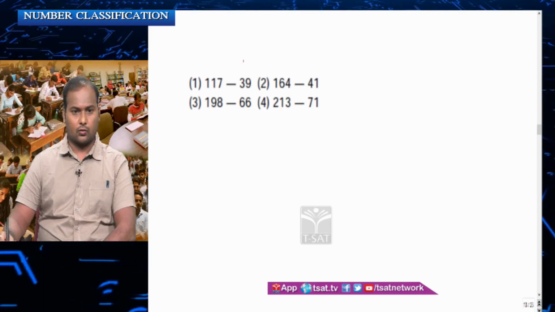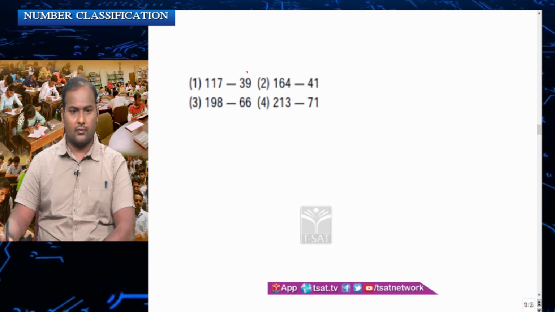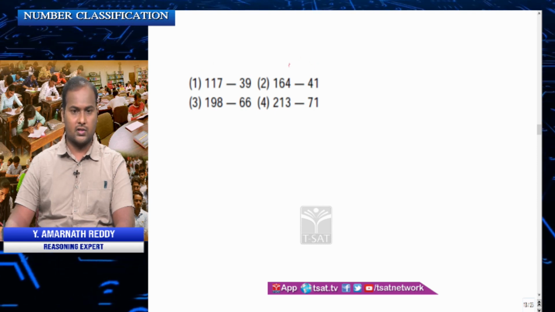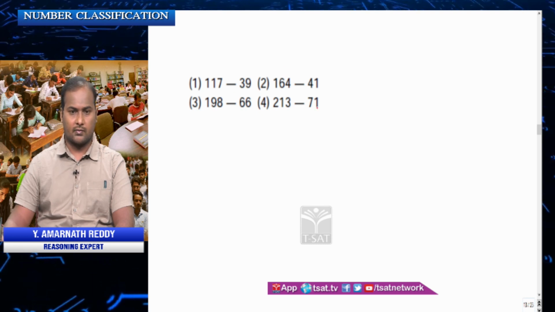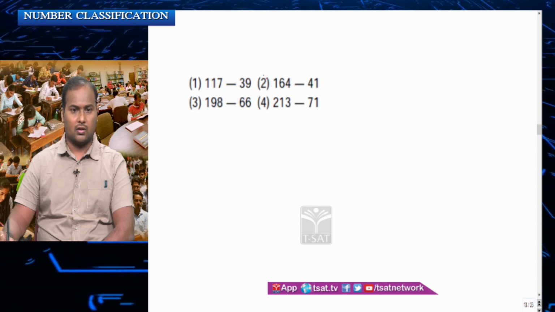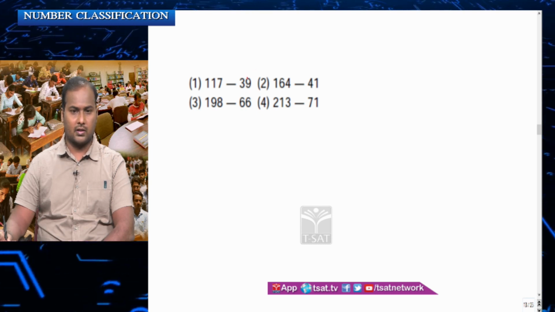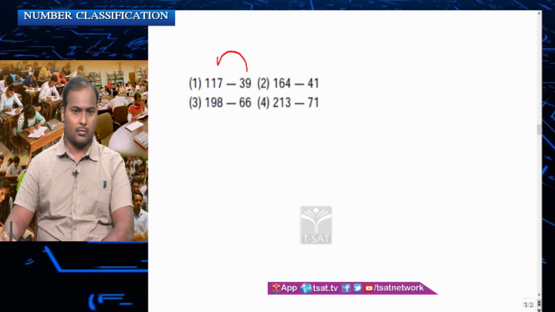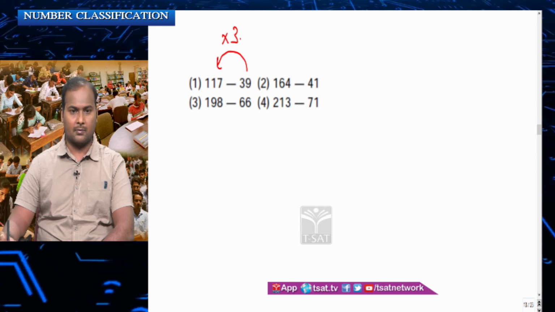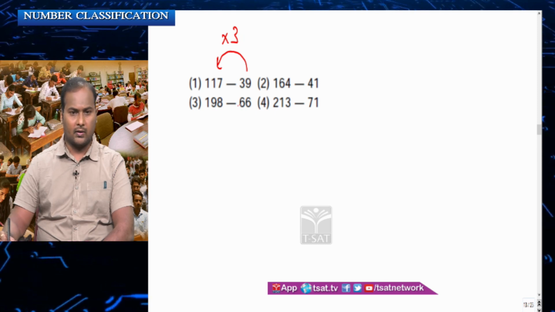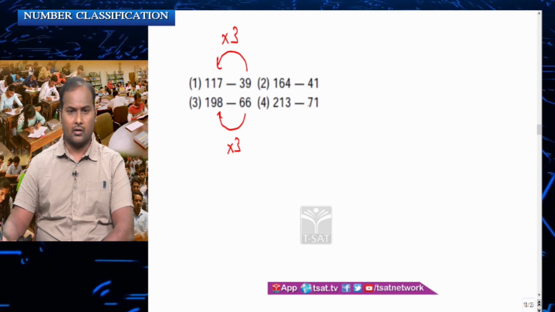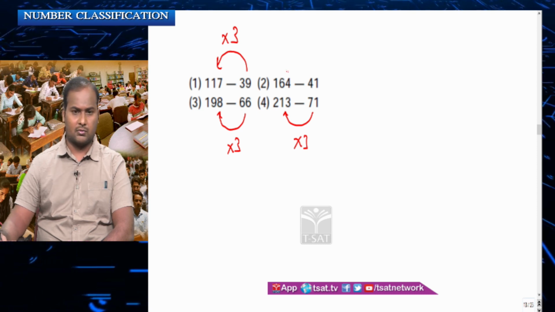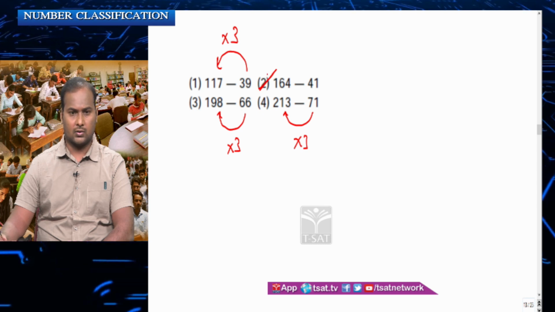Look at this question: 39, 117. The moment you see this, always check the range. It is increasing. Here 41 to 164, the range is increasing. 66 to 198, the range is increasing. 71 to 213, also increasing. Now you check how many times it is increasing. That is very important. For example, 39 to 117 is multiplied by 3. So it is just a multiplication here. In the same way, 66 times 3 is 198, and 71 times 3 is 213. So 41 times 3 is 123. So option 2 is the answer.